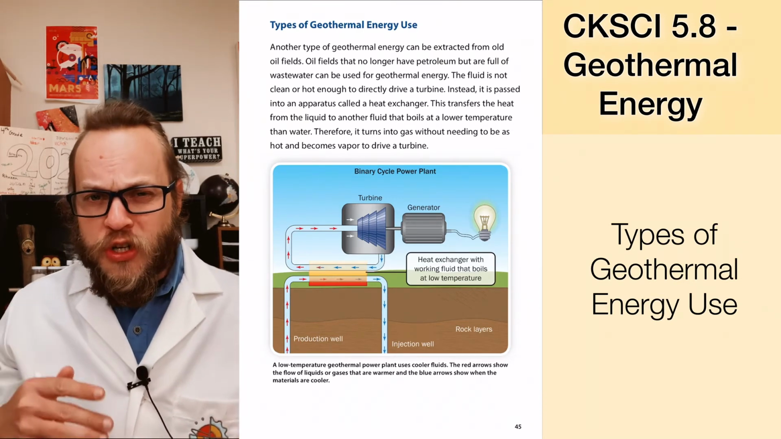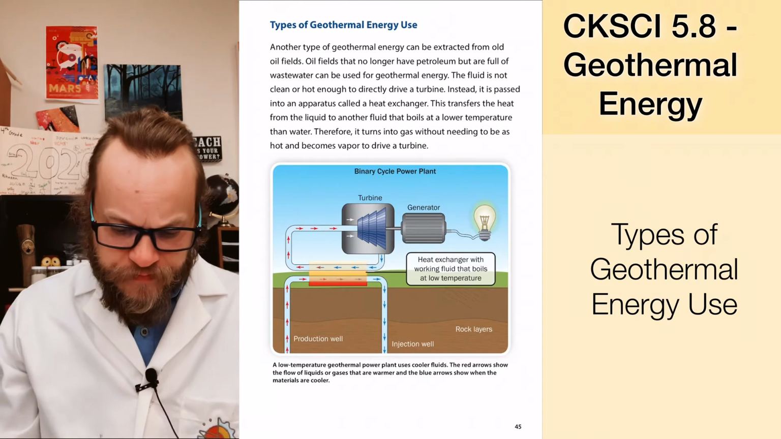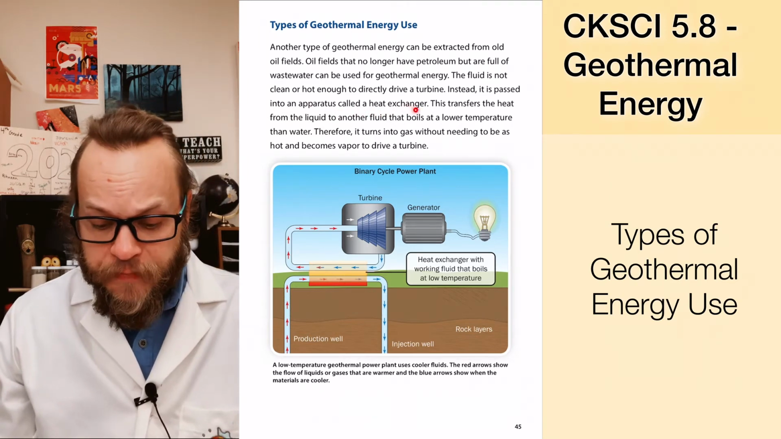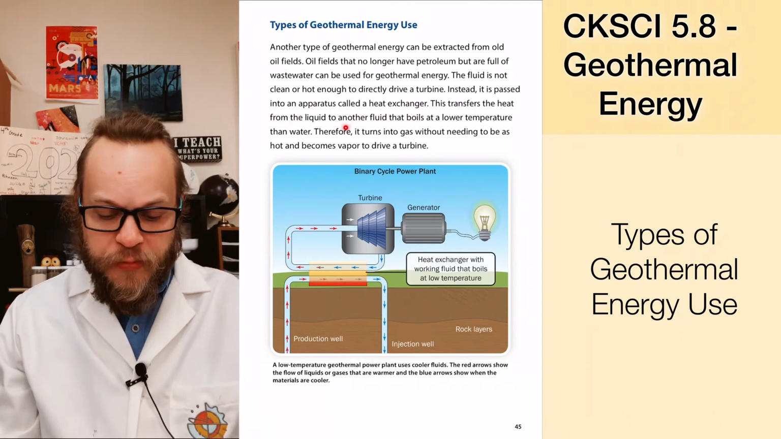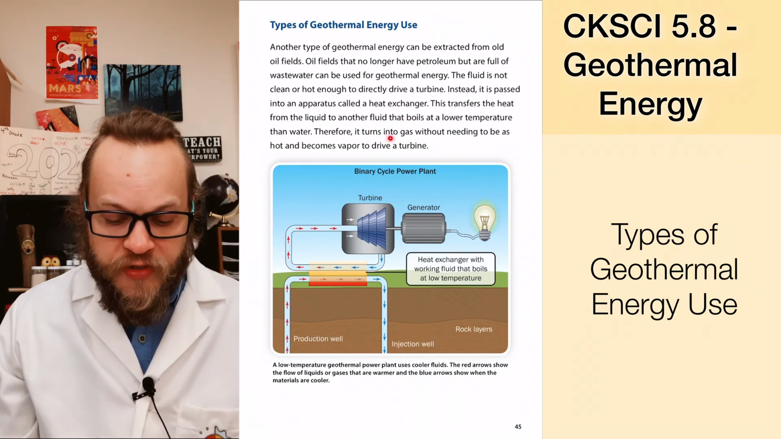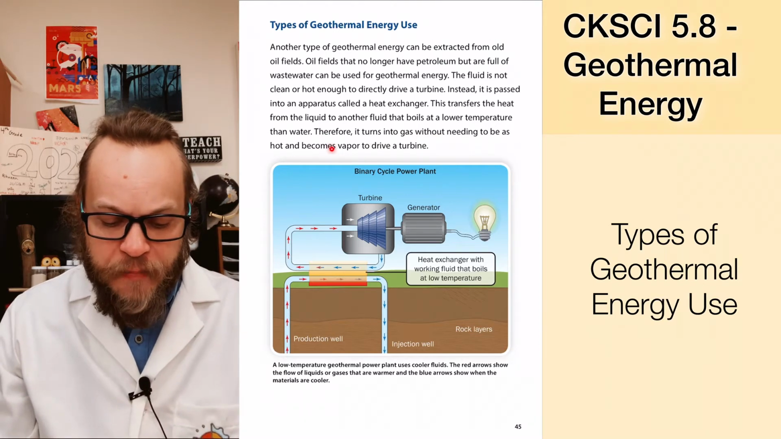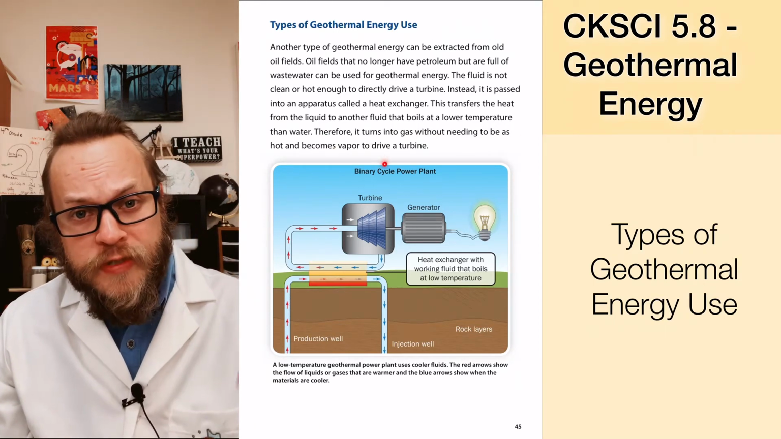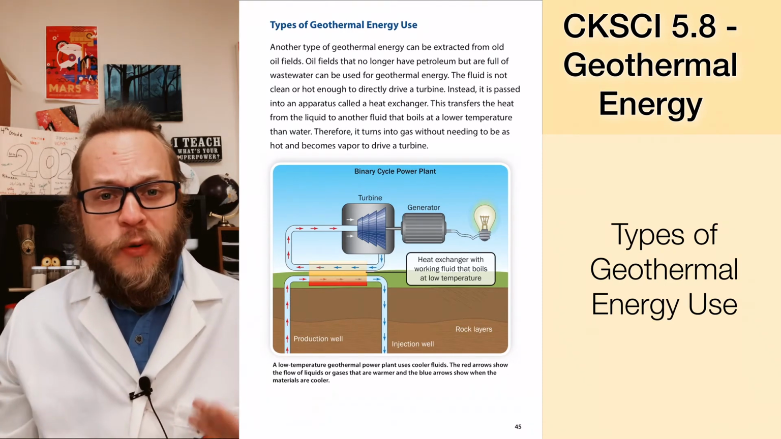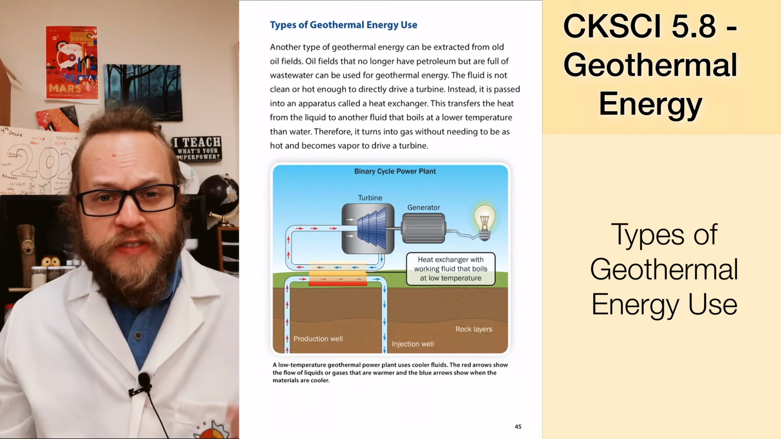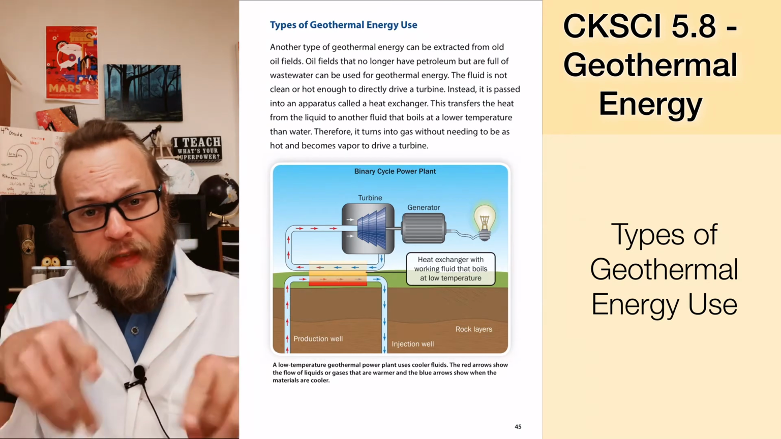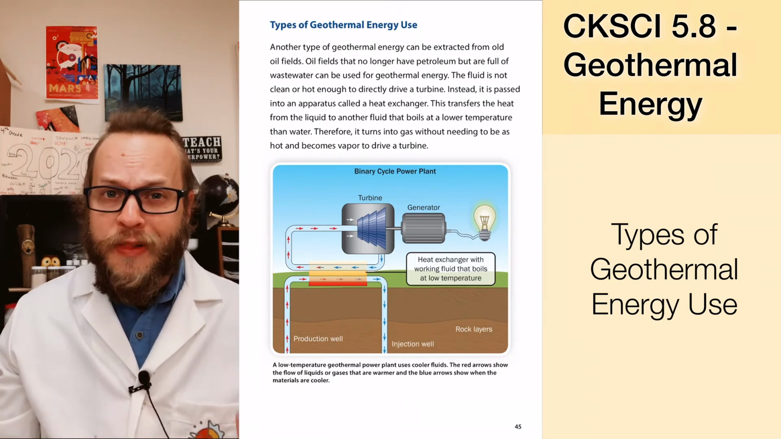We don't want to put the dirty water through that. However, it is passed into an apparatus called a heat exchanger. This transfers the heat from the liquid to another fluid that boils at a lower temperature than water. Therefore, it turns into gas without needing to be as hot and becomes vapor to drive those spinning turbines. So with heat exchange, you heat up something that boils quicker than water, requires less heating, but still generates gas that spins those turbines that power electricity.